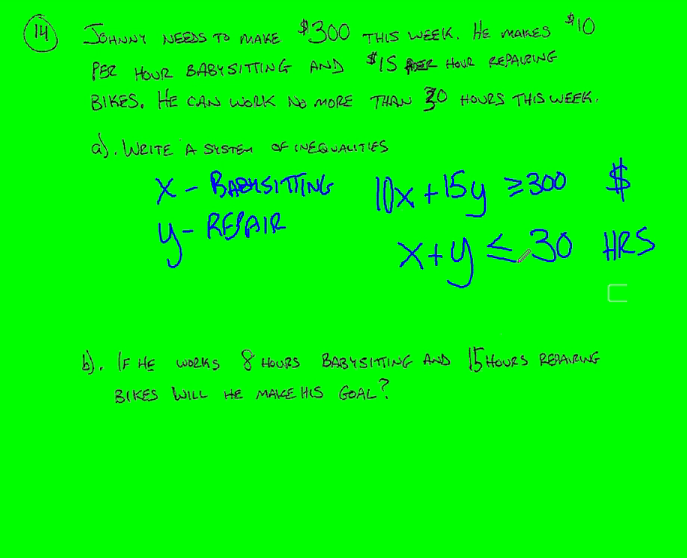In part B, if you're working 8 hours babysitting, well, we said babysitting was X, so that means that's going to equal X. 15 hours repairing bikes, that would be Y. All you're going to do is see if these both satisfy. So let's do the second equation first. If I plug in 8 plus 15, is that less than or equal to 30? Yes, it is, so that's fine. Now, for the top one, does 10 times 8, when I plug in 8 for X, and 15 times Y, which is also 15, is that bigger than or equal to 300? That's the question that we need to ask.